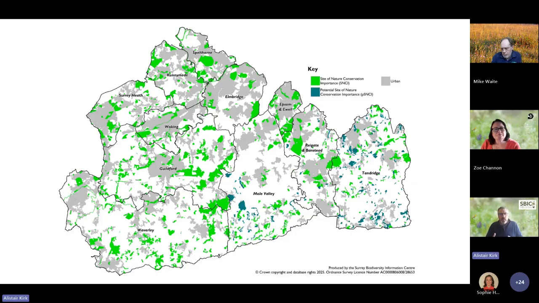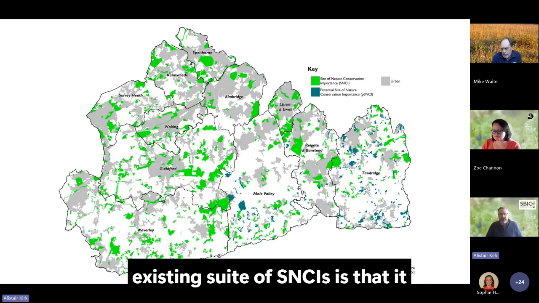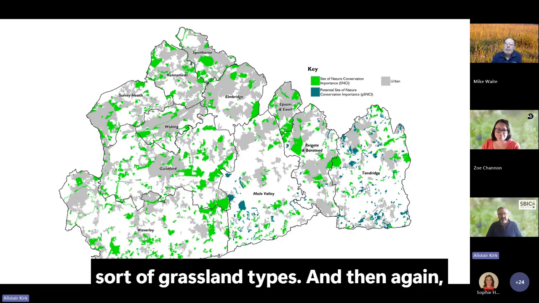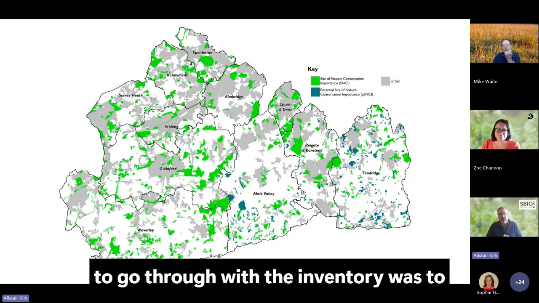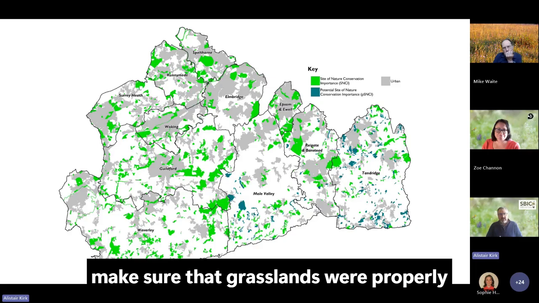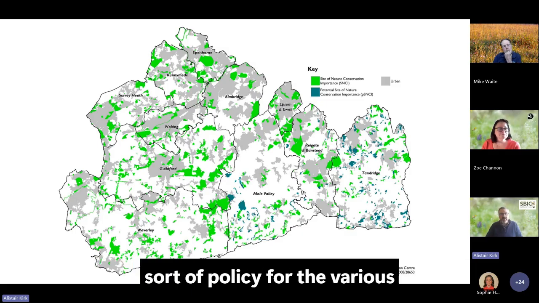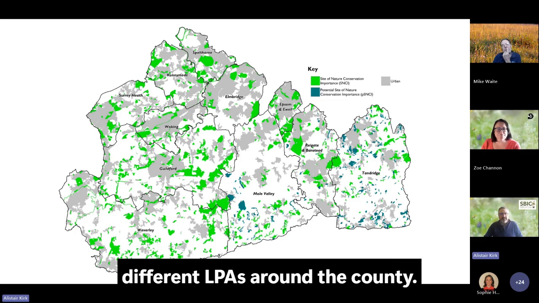One thing I would say about the existing suite of SNCIs is that it is probably very much underrepresenting grassland types. That was one of the reasons why we wanted to go through with the inventory: to make sure that grasslands were properly represented within SNCIs, and therefore within the local planning policy for the various different LPAs around the county.